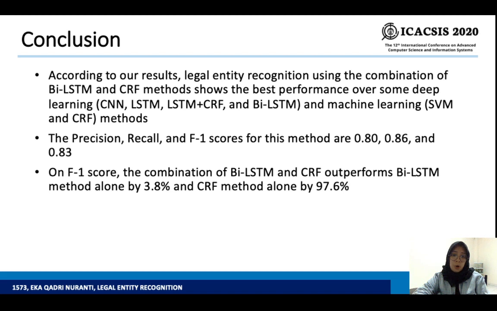On F1 score, the combination of BLSTM and CRF outperforms the BLSTM method alone by 3.8% and the CRF method alone by 97.6%. This highlights the benefits of combining those methods as opposed to using them individually.